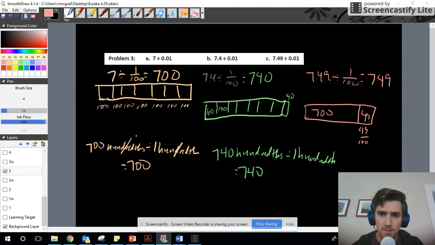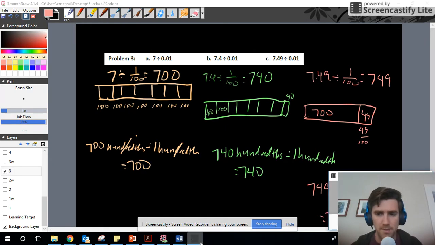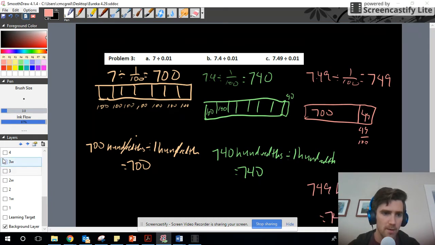Finally, to show that with a number sentence, it would be 749 hundredths divided by, I'm running out of room here, 1/100th would equal 749. I know that this was a lot of new info to take in, but see if you can figure out how to apply this new knowledge to your exit ticket.